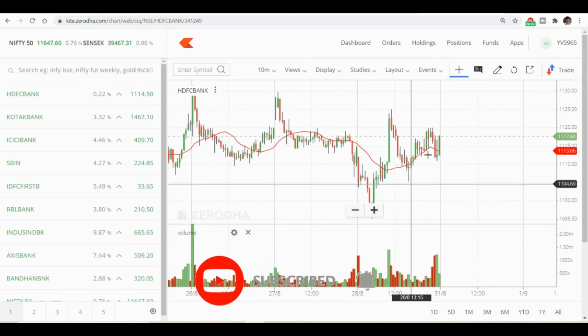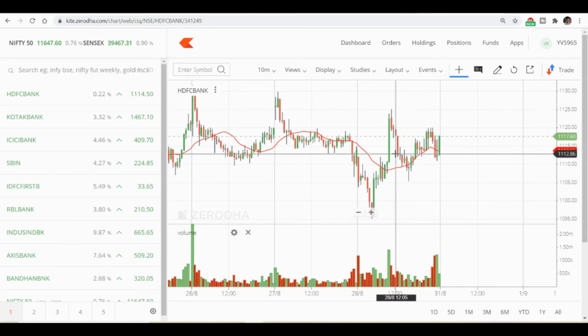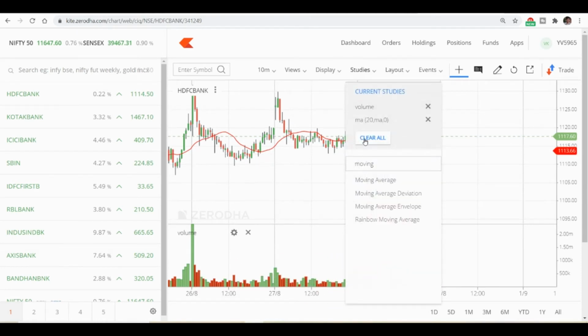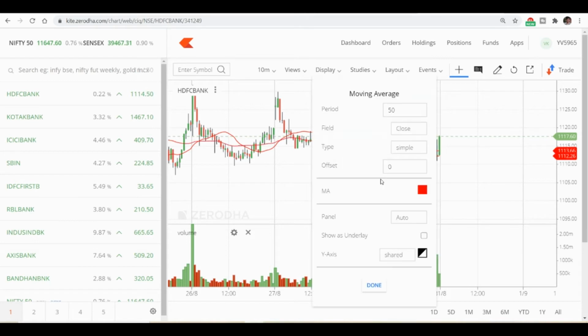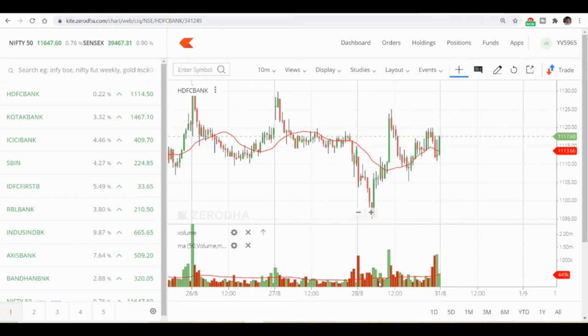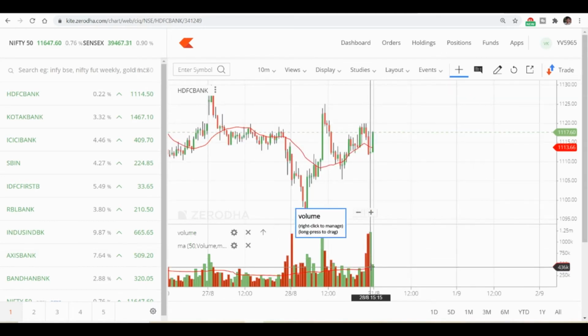Now I will again draw a moving average over the volume. Again click the moving average, go to field, and choose the volume. Now we are going to use the moving average wherever the volume has risen. Recently, if you see, there is a volume increase in the latest period.